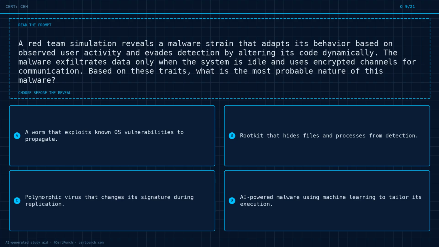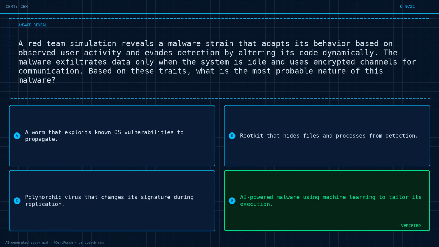Option A, a worm that exploits known OS vulnerabilities to propagate. Option B, a rootkit that hides files and processes from detection. Option C, a polymorphic virus that changes its signature during replication. Option D, AI-powered malware using machine learning to tailor its execution. Choose the best answer before the reveal. Commit to it now.